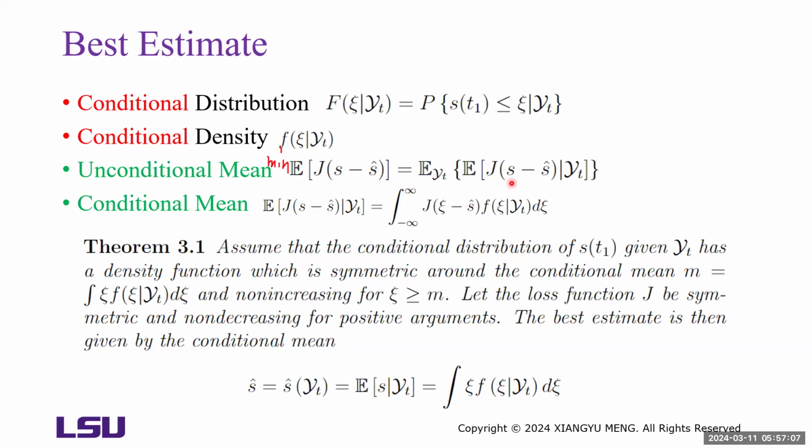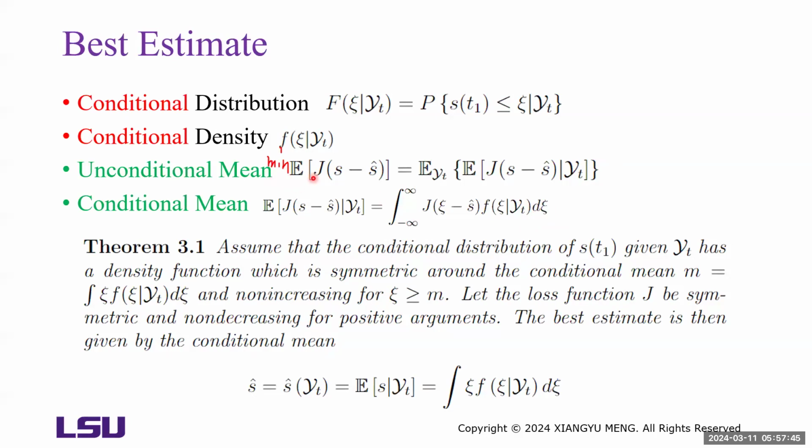Let's also define the conditional mean. The conditional mean is defined in this way: the expectation of J(s minus x hat) conditioned on Y^T. If we know the conditional density function, this can be calculated as an integration from negative infinity to positive infinity. This is the range of c. It's J(c minus x hat) times the conditional density function f(c | Y^T) dc.